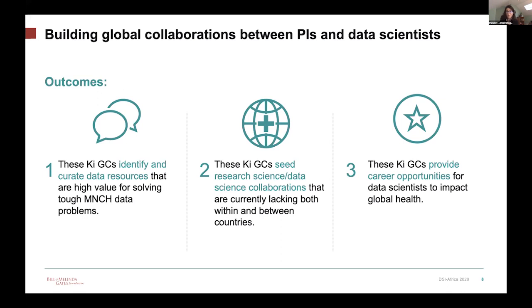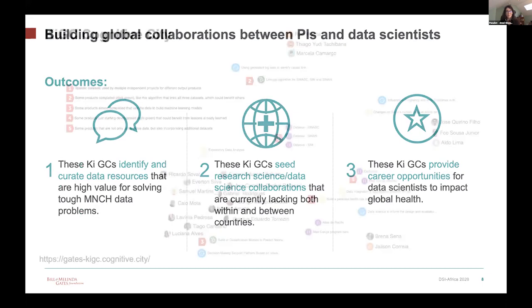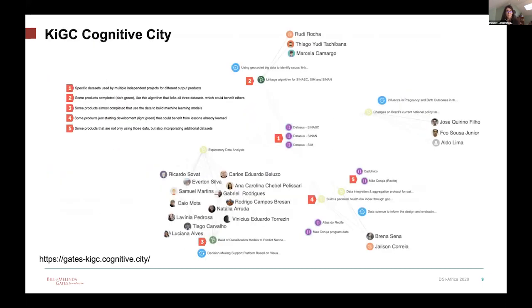So a lot of the projects across the different regions are able to hire data scientists who can learn and work on public health problems, and especially in MNCH.